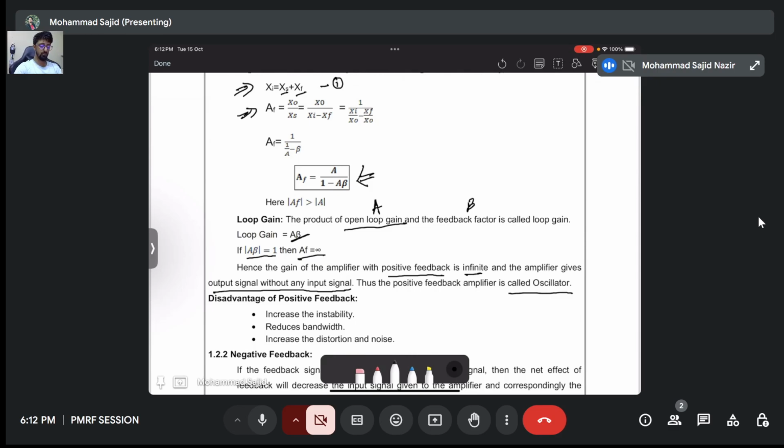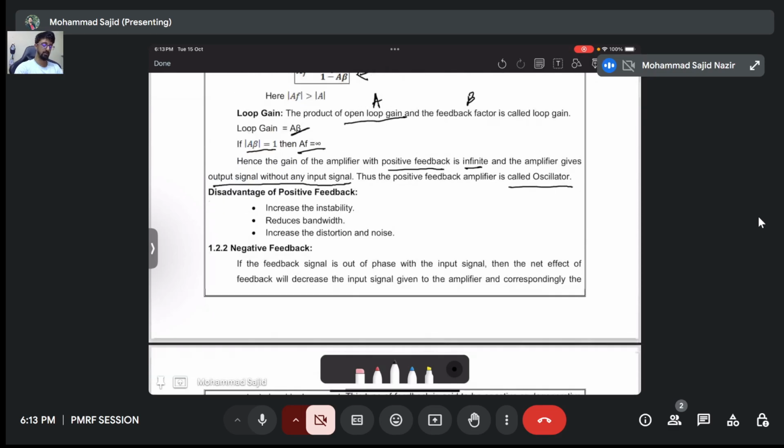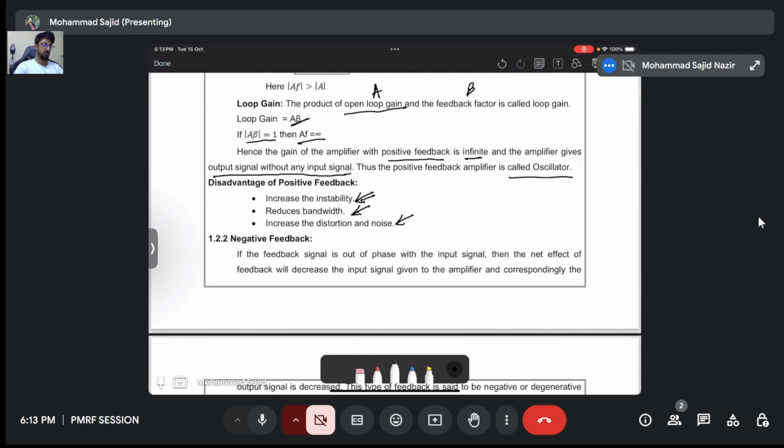So what does it do if we have a positive feedback? It can increase the instability and reduce bandwidth, because the gain bandwidth is always the same. So if we increase the gain, we decrease the bandwidth, and you have an increase in distortion and noise. We don't want that, right? So what we prefer is negative feedback.